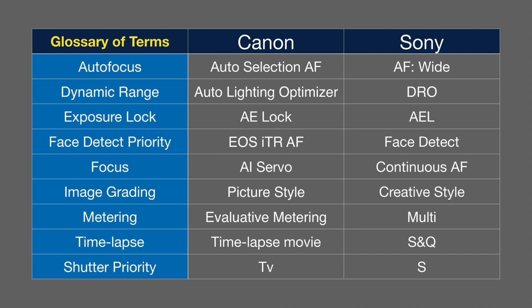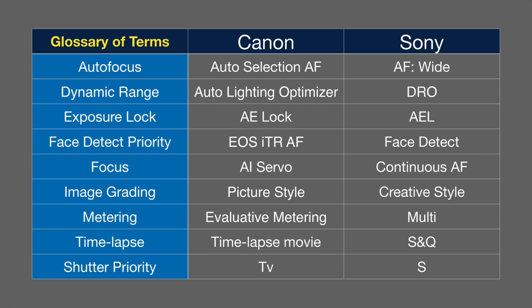Coming to the end of this presentation, you're probably glad about that. I've probably been going for more than an hour. This is just a rundown of some of the terminology. Glossary of terms: autofocus, auto selection AF. This is where the camera on your Canon chooses the appropriate AF point. That is wide on a Sony, but the wide is much wider than you would have experienced on that Canon.